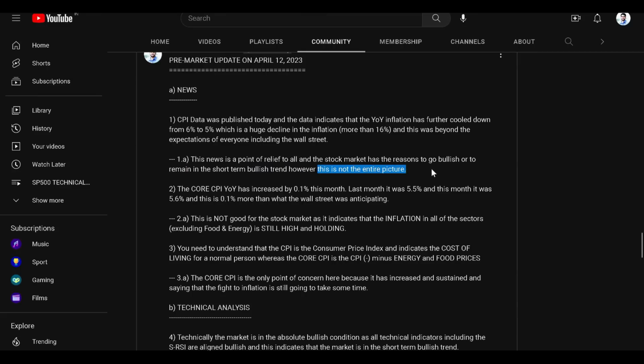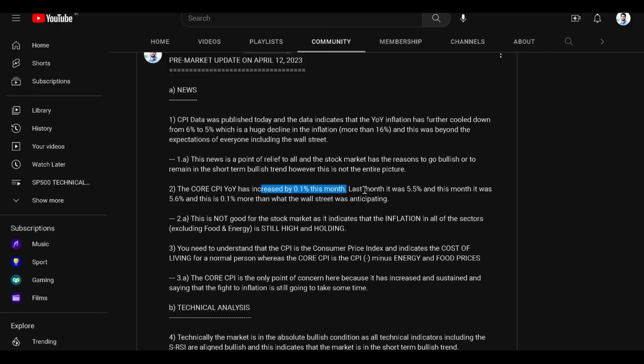But this is not the entire picture. You cannot say, okay, yes, and now everyone is going to celebrate. So why was this not the entire picture? Because the core CPI, the core inflation, year on year has increased by 0.1% this month.